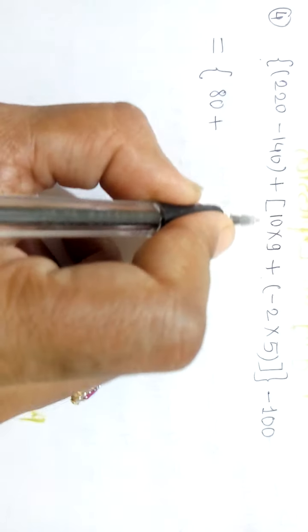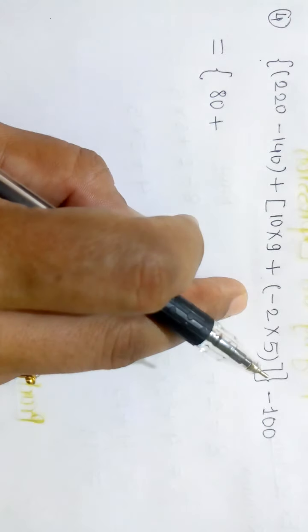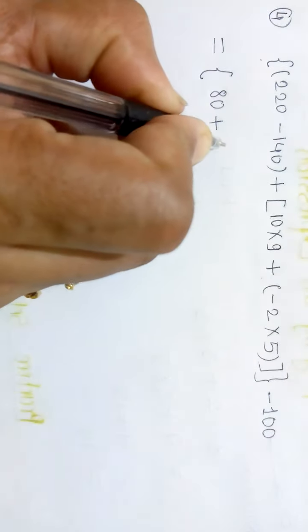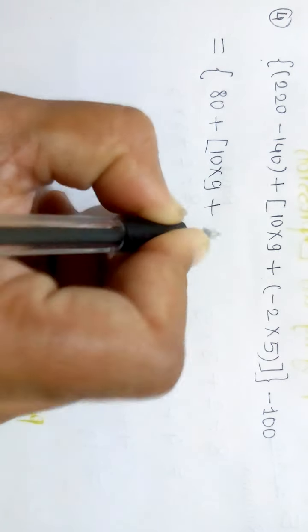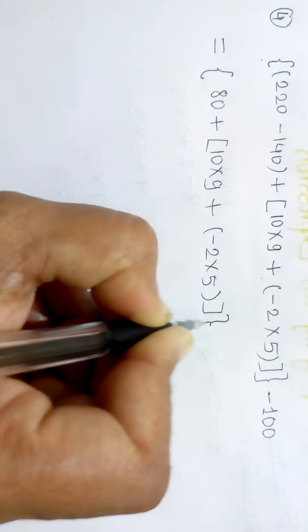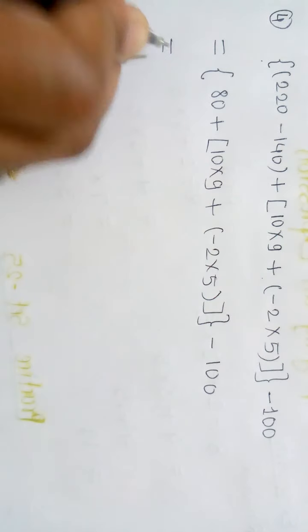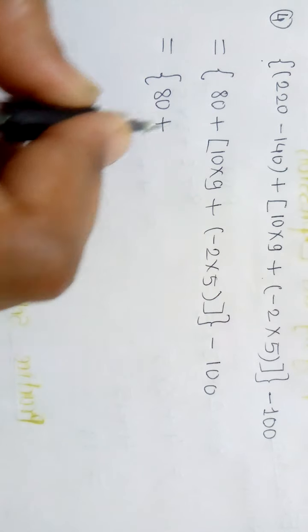Otherwise you can solve here also, because two separate brackets are there. This is round bracket, this is square bracket. So separate brackets are there, so we can solve that also. But for less confusion we will write as it is. So it will be 10 into 9 plus negative 2 into 5 and then curly bracket complete minus 100 as it is. Okay. Now again curly bracket 80 plus.